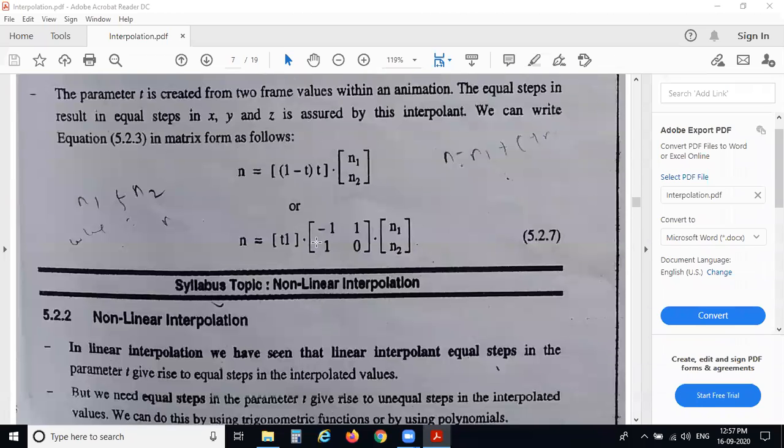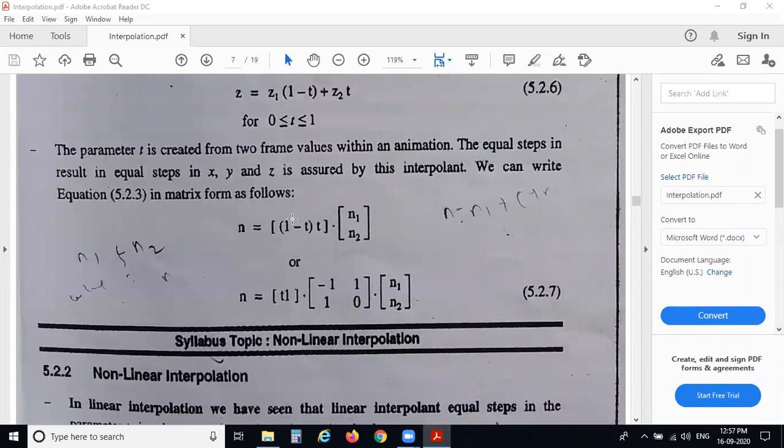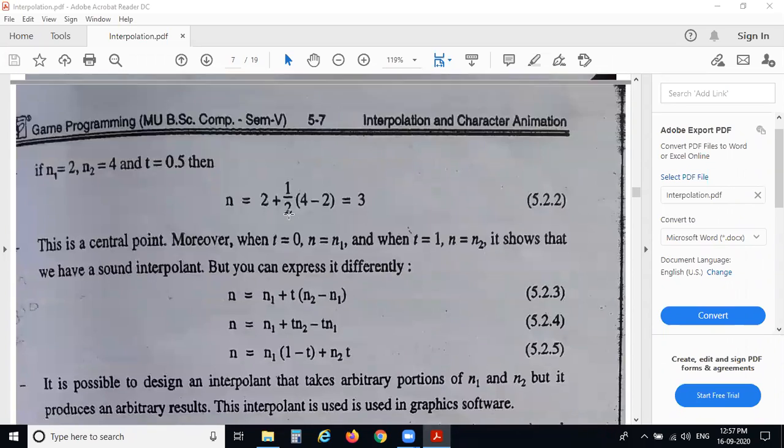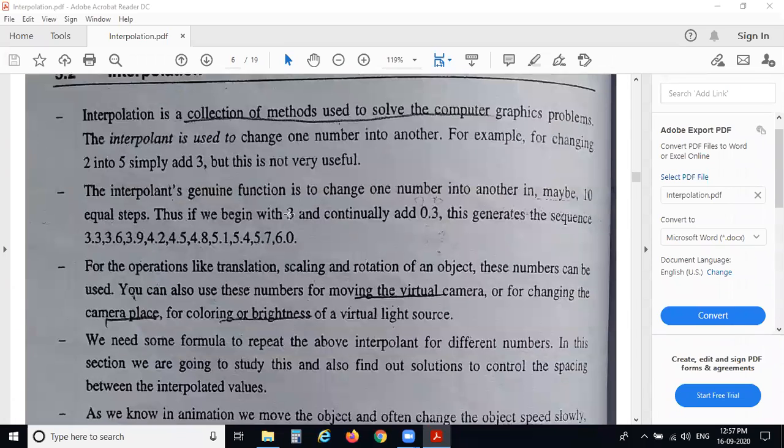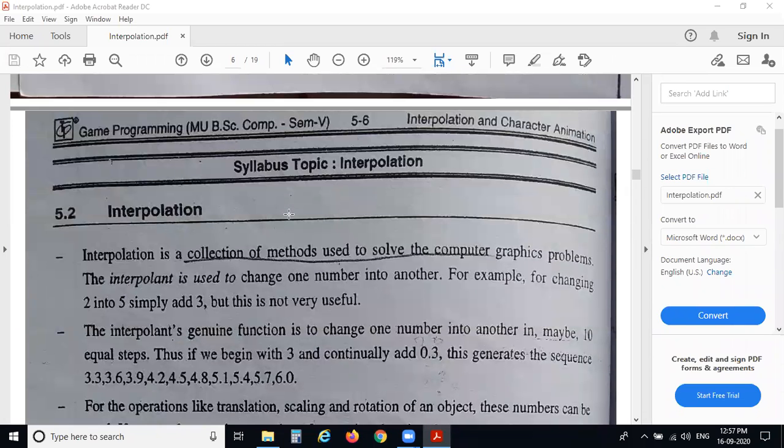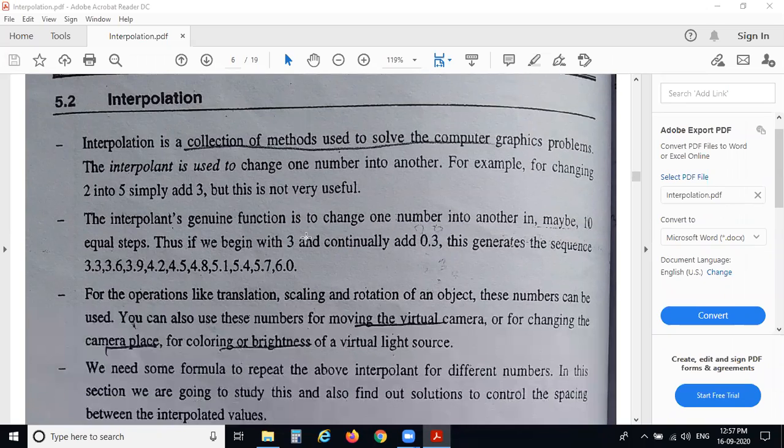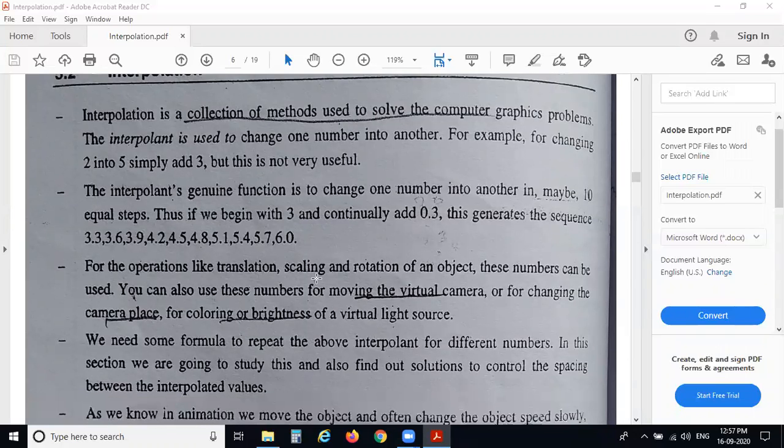Hello everyone. In today's lecture, we are going to study the remaining types of interpolation. In the last lecture, we studied what interpolation is. Interpolation is a collection of methods used to solve computer graphics problems, and the interpolant is used to change one number into another. Just like in moving a virtual camera, changing the camera place, or the coloring or brightness of a virtual light source, the interpolation concept is used.